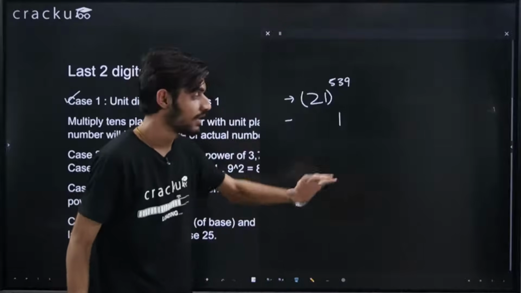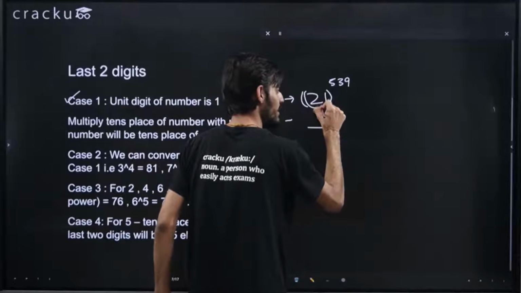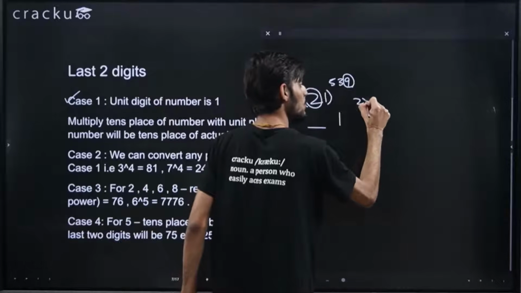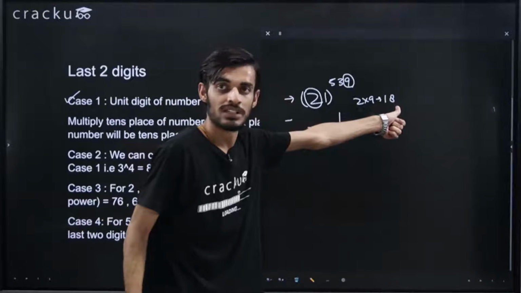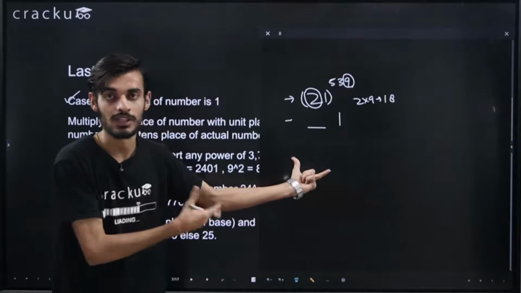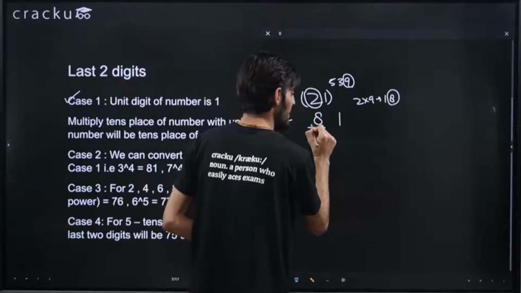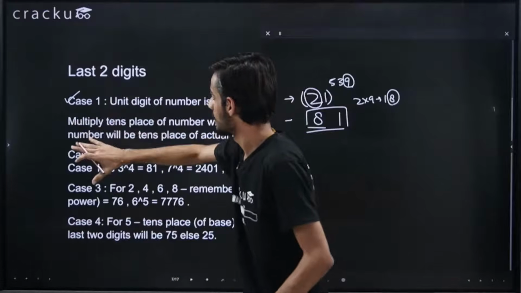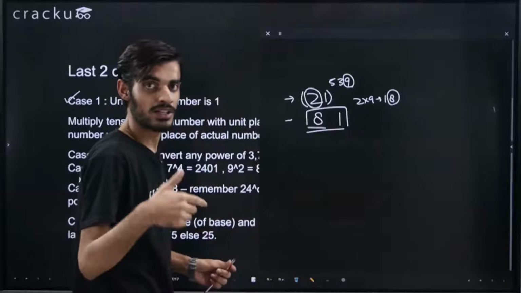Of the last two digits, the unit digit is 1. To find the other digit, we multiply the tens digit of the number with the unit digit of the power. So 2 into 9 is 18, right? Now we need to write the unit digit of this result as the tens digit of the final answer. Here the unit digit is 8, so it will be 81. So this is the result, and this was case 1. I think I should take one more example so that it is more clear to you.